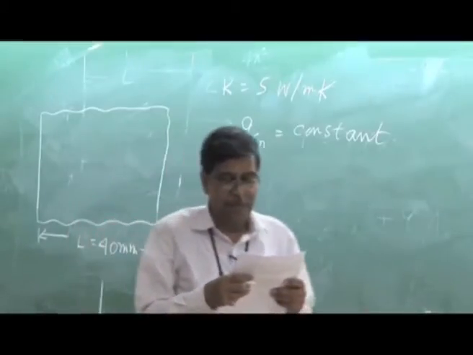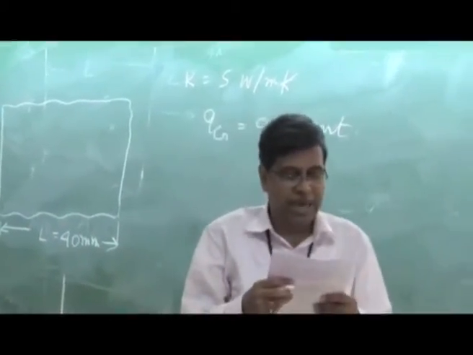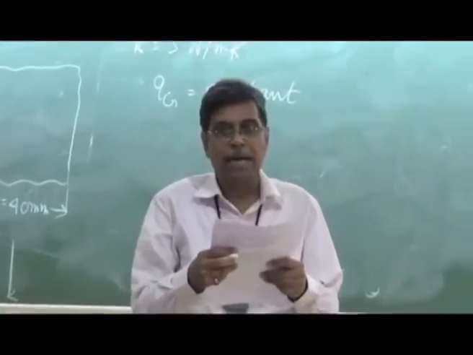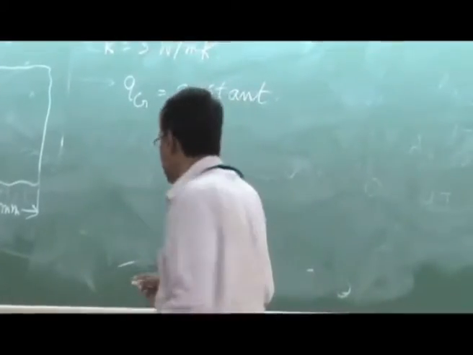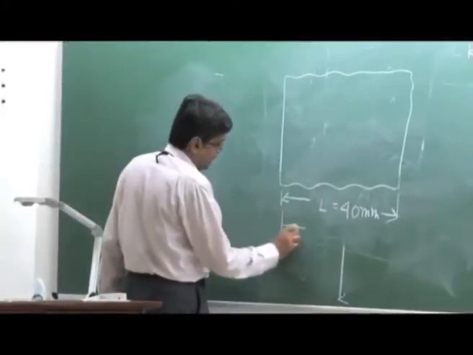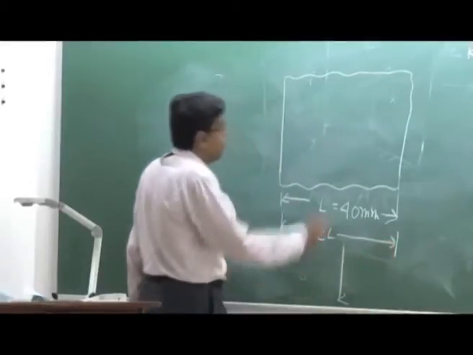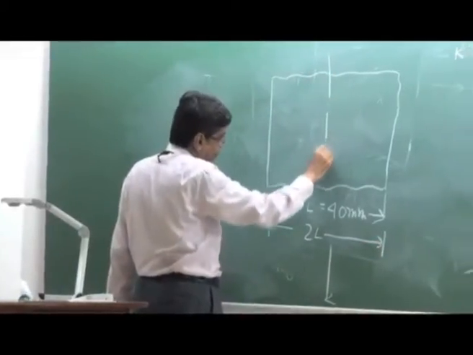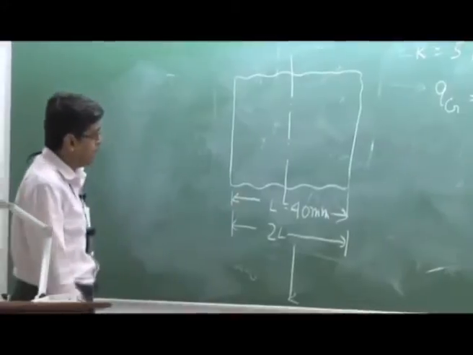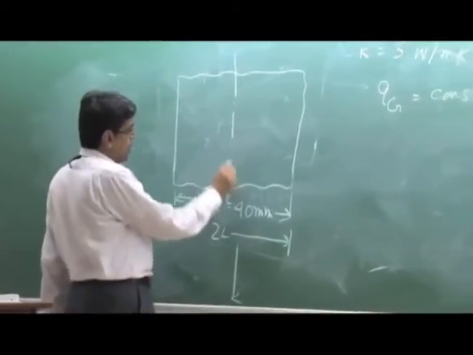Convective heat transfer occurs at both its surfaces, x equal to minus L and plus L. That means the problem is given like this. I am translating it in this fashion: 2L is the thickness, and there is a figure for this problem. They are taking this as x equal to 0.